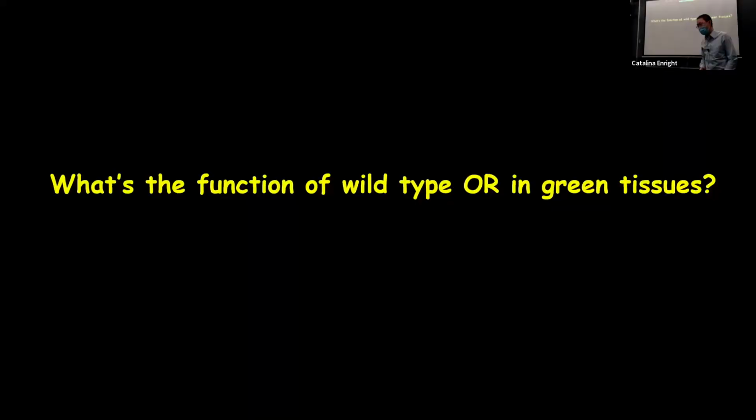Then, because OR is a highly conserved gene in green plants, there are a lot of plants that don't need to accumulate a high level of carotenoids in fruits or in flowers or in roots like carrots. So what's the function of the wild type OR gene in green tissues? That's a question we always ask ourselves.